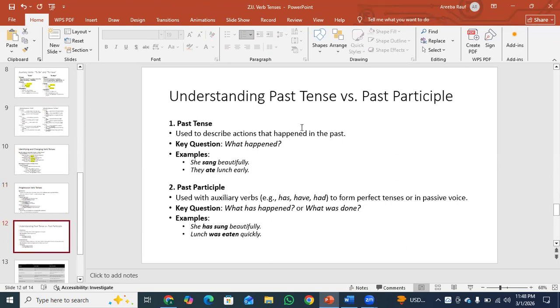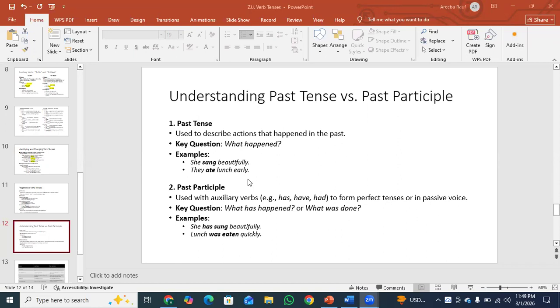Understanding past tense versus past participles. Okay. Past tense simply shows an action that already happened in the past. Okay. For example, she played. They ate. He went home. She sang beautifully. They ate lunch early. By reading these sentences, you guys can know that this is past tense. Okay. Because it describes the action that already happened.